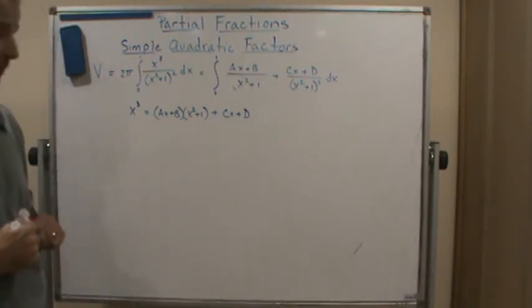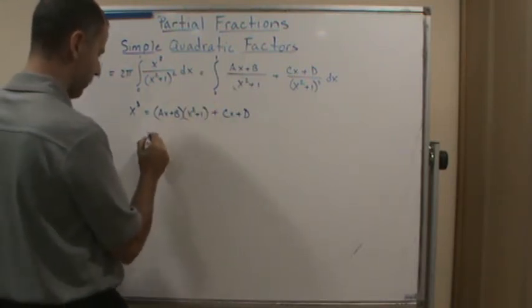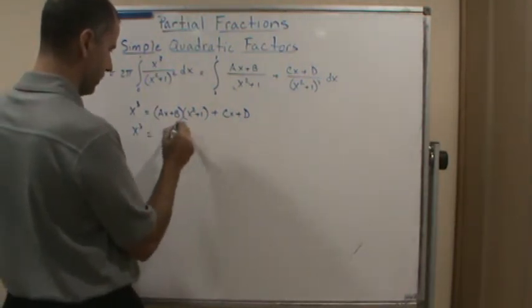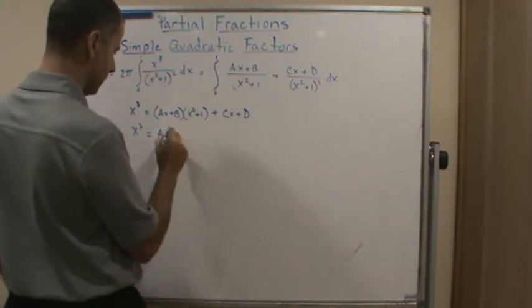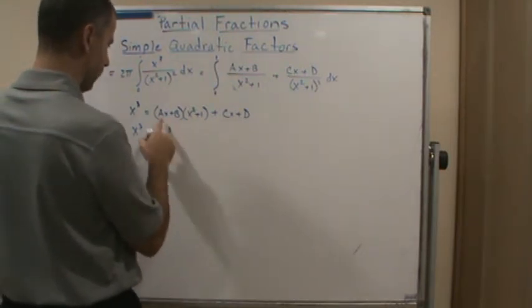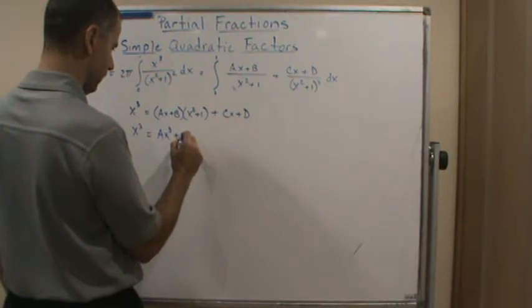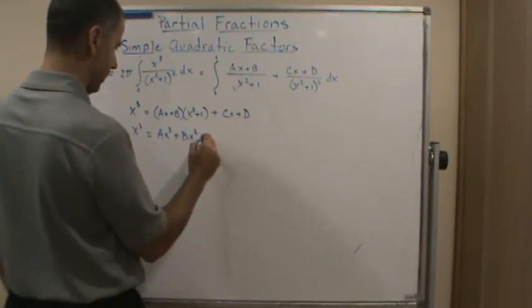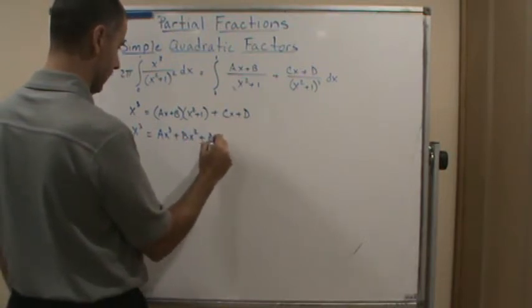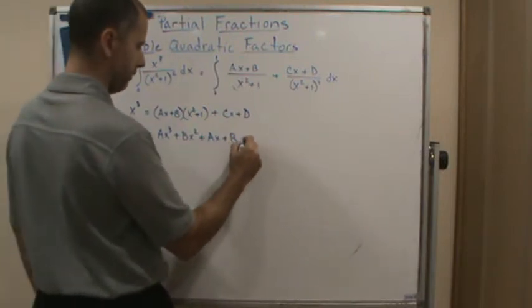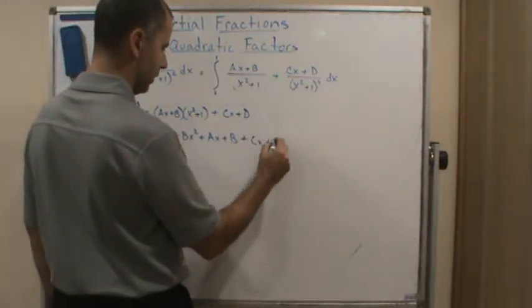Okay, so let's simplify this thing. Let's expand and rearrange things. So we get x cubed equals, this is going to give us ax cubed, right? And then we're going to get plus bx squared plus ax plus b. And then we have plus cx plus d.